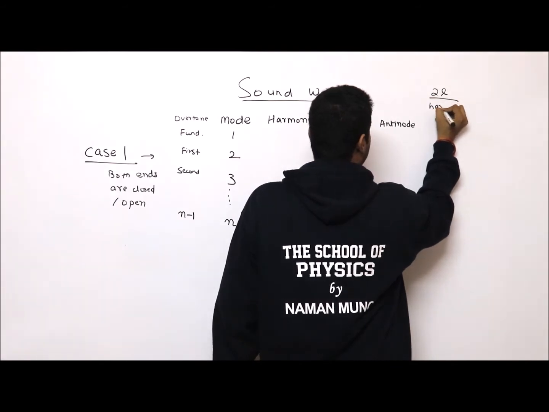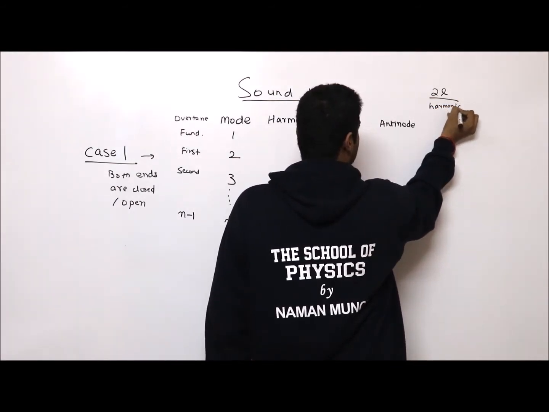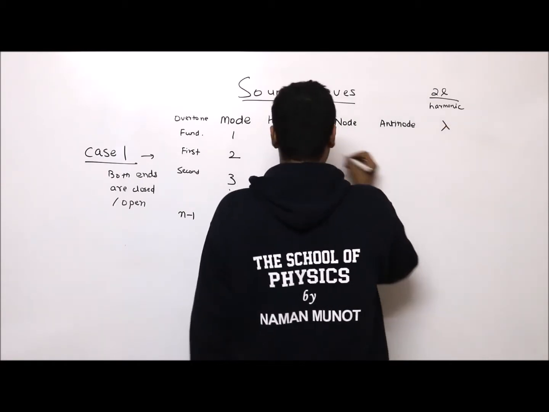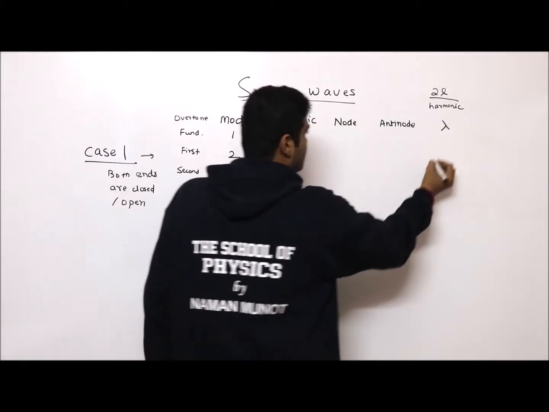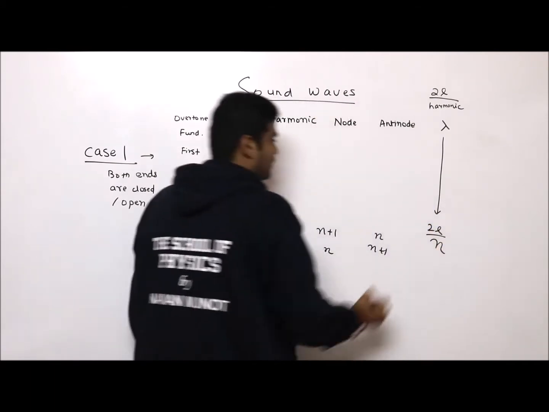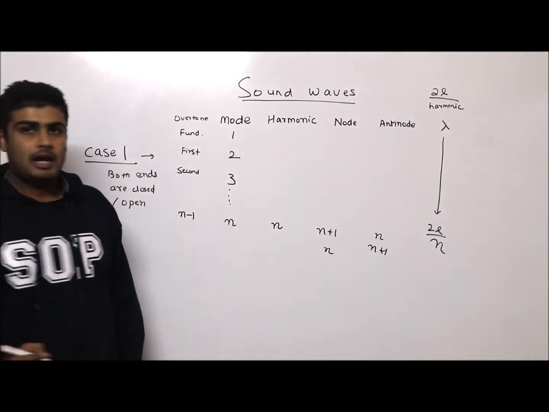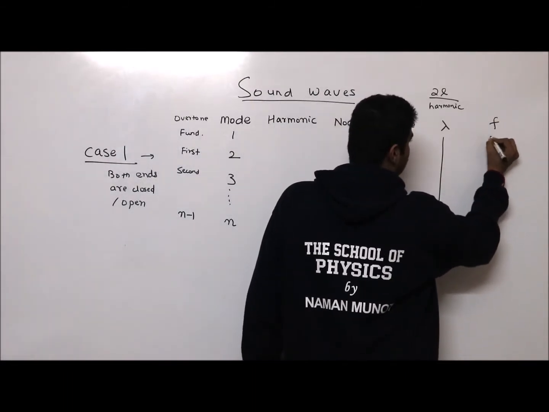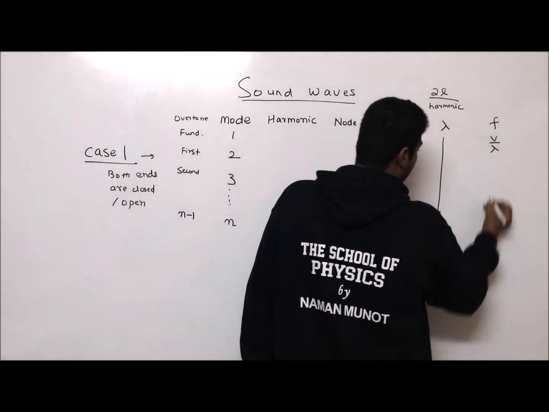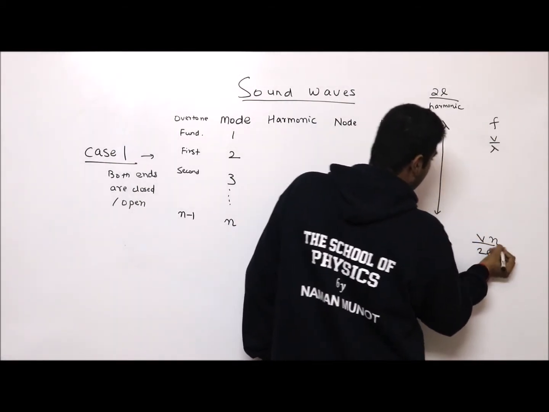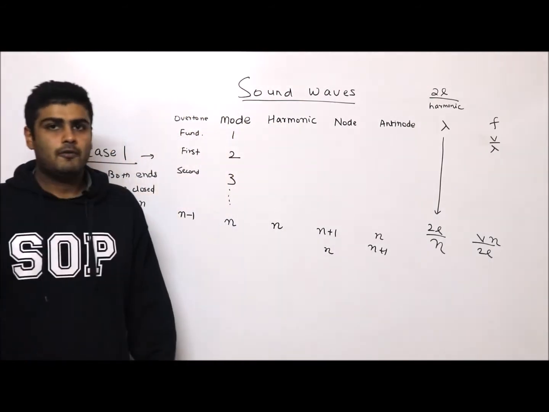We have to remember it like this: when both the ends are either closed or open, 2L by harmonic is lambda. So harmonic was n, so lambda will become 2L by n, and the frequency will become velocity upon lambda, which will be equal to v upon 2L into n. So this will become the frequency.